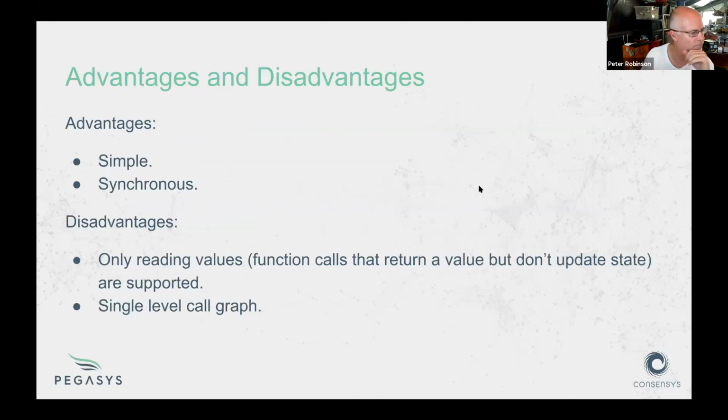So it seems simple and it's synchronous. You only are reading values, and I expect you could extend it maybe to be function calls, but maybe it can only be reading a data value in memory. And there can only be a single level of call graph.